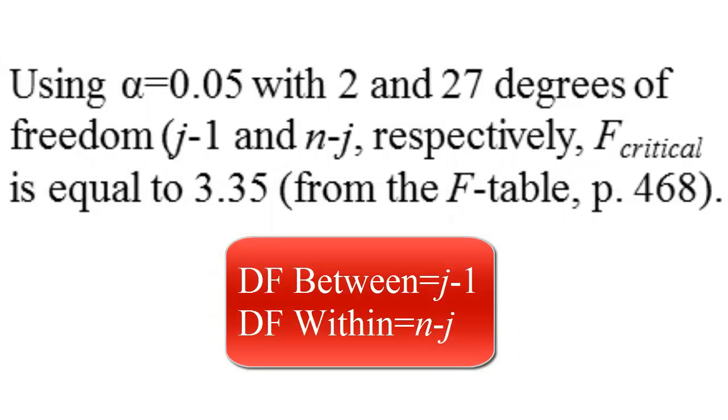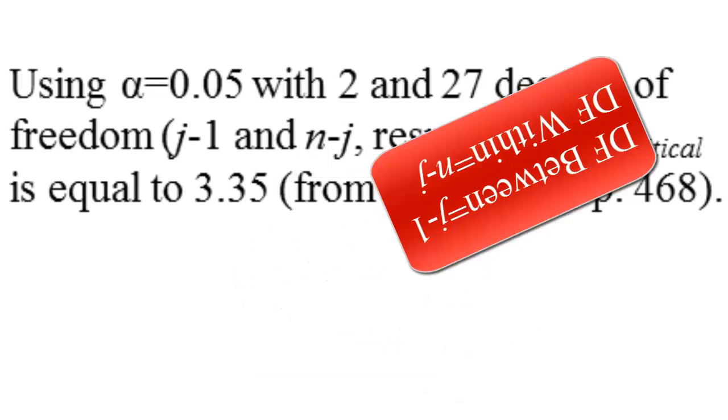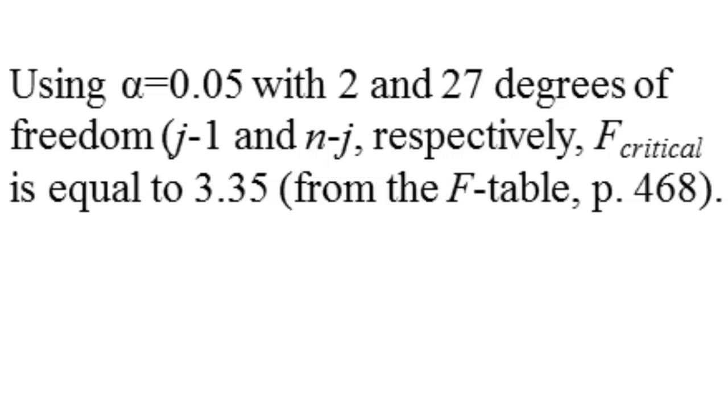To look up the F critical, I have to understand that I have 2 and 27 degrees of freedom. That is, there are 3 groups minus 1, so there's 2 degrees of freedom associated with the between group sum of squares. And there are 27 degrees of freedom, or n minus j, the number of students in the experiment minus the number of groups, associated with the within group sum of squares. When I go to the F table in the back of the book, I find an F critical value of 3.35.